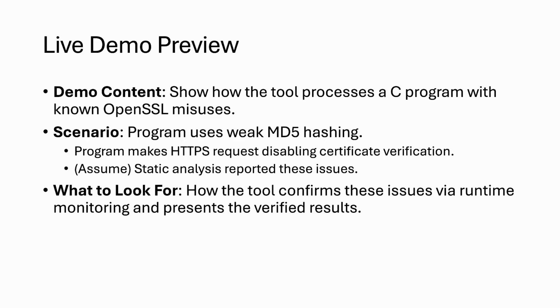We will then run the vulnerable C program with our LD preload hooks active. Our tool will monitor the OpenSSL calls made by the program in real time, and the key thing to watch for is the final output report generated by our tool. We expect it to confirm that the misuses we've written were indeed observed during the execution, thus marking them as verified. And other static warnings that didn't correspond to runtime behavior would ideally be flagged as untriggered, helping us to focus on the real issues. Okay, now let's see the live demo.